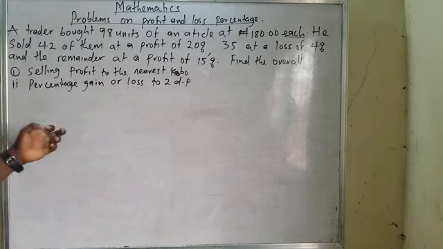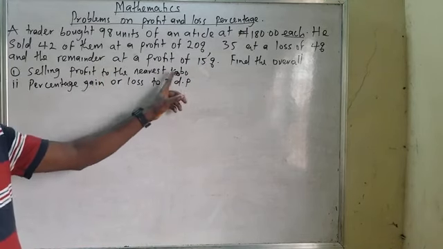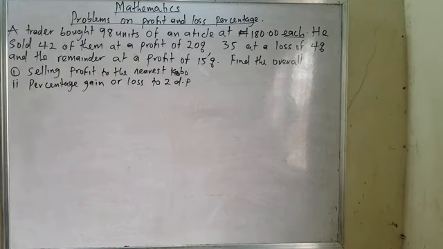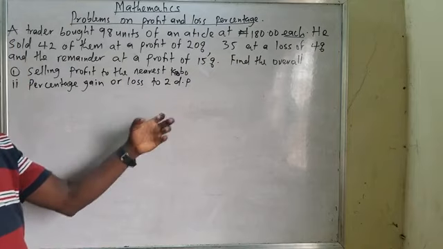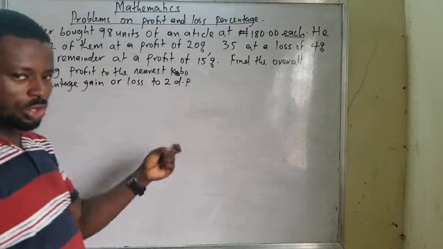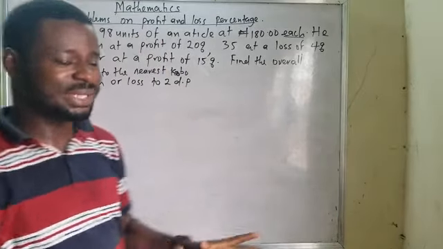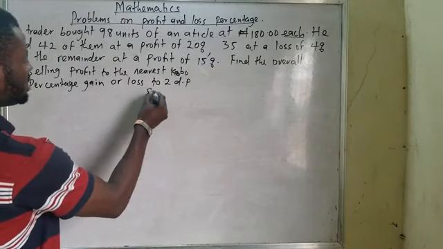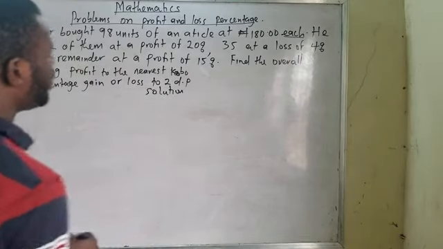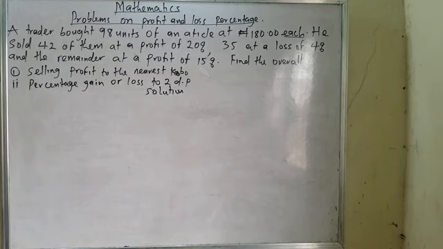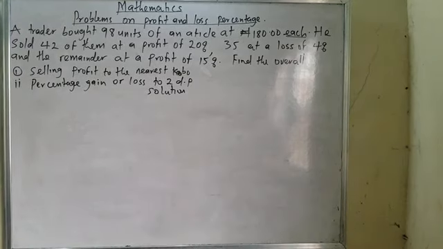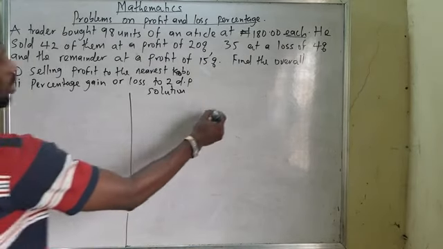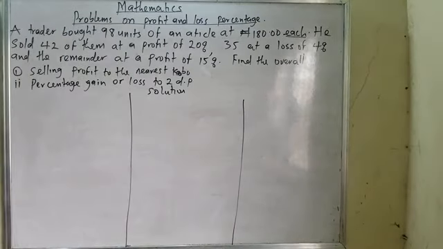Number one, selling price of the article to the nearest kobo. Number two, percentage gain or loss to 2 decimal places. Those are the things we need to find here, and try to understand that it is very simple, but you have to be able to break down things. Now let's see how the solution will come. Please, because of space, I have to cut this into some portions.